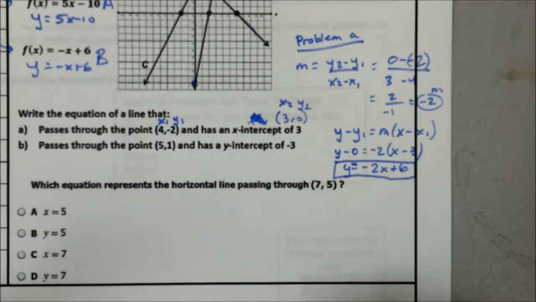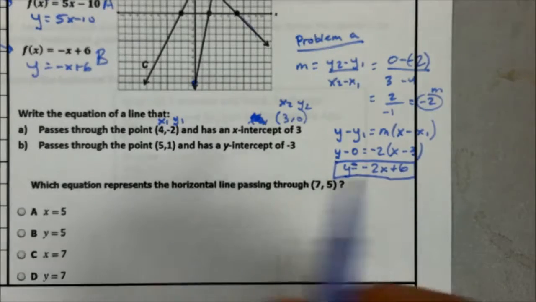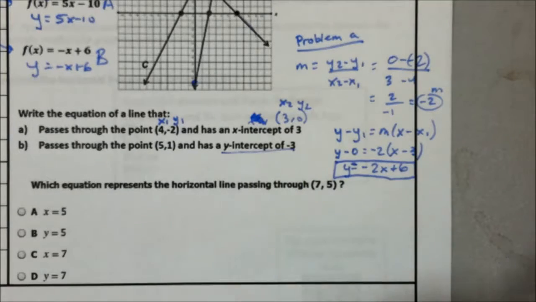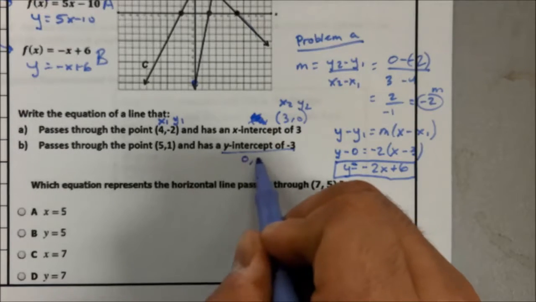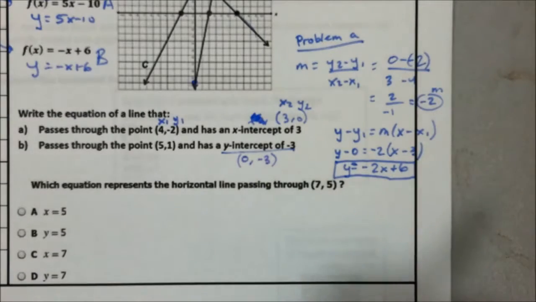Question B is a little bit easier. When they give you a y-intercept, what I can do here is, let me just see real quick. Oh no, you know what? I still need a slope, but this is going to be a y-intercept of negative 3, the point (0, -3). I still need to find the slope, so I'm still going to do my slope formula.